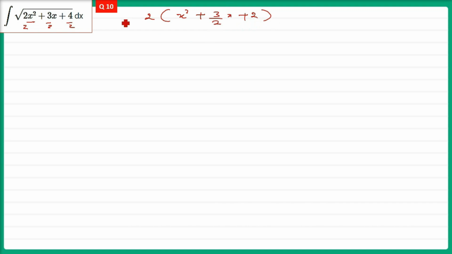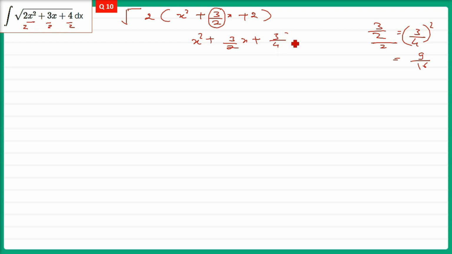Now we'll make the perfect square. Take this 3 by 2 and divide it by 2, so it will be 3 by 4. Now you square it, add it, and subtract it. So 9 by 16 will come, and you add 3 by 4 whole square and subtract 3 by 4 whole square as well, in order to make it a perfect square, plus 2.